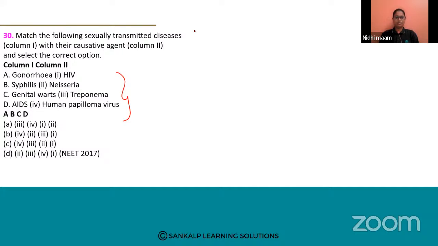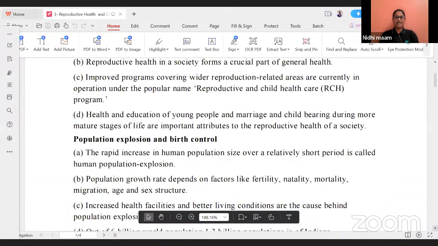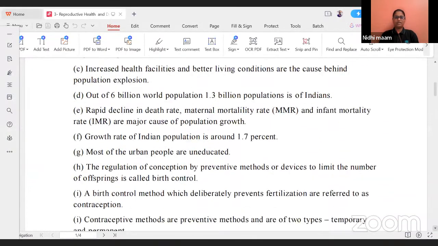Just a minute. Some of you have a confusion regarding it. Let me clear. Sexually transmitted diseases. Let us focus on our CET notes here, which I have prepared only for CET.